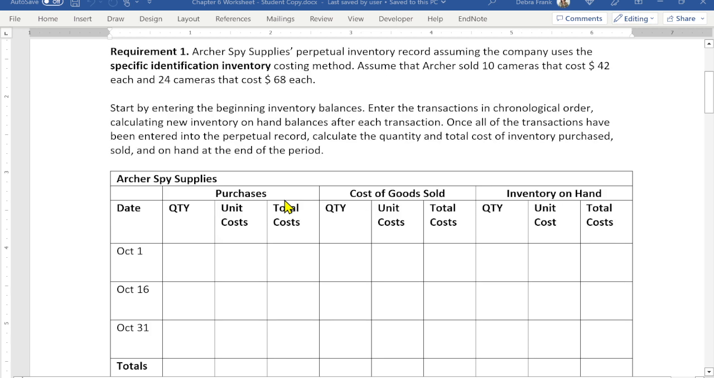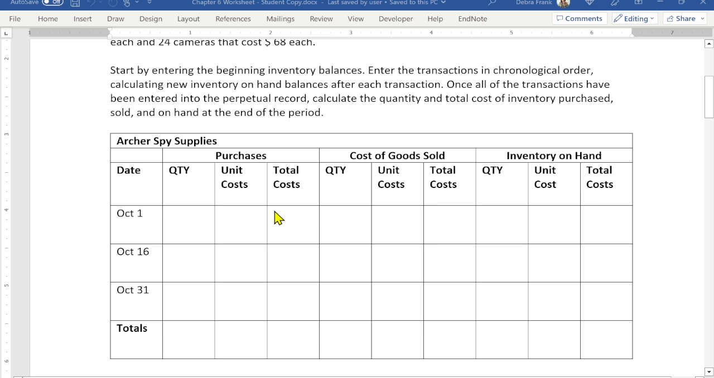So they want us to start by entering the beginning inventory balances. Put them in chronological order, calculate new inventory on hand after each transaction. Once all of them have been entered, calculate the quantity and total cost of inventory purchased, sold, and on hand for the period. That last sentence will help us with our journal entries. So we want to do that because that'll be where we get our numbers for our journal entries. So let's go ahead and get started.